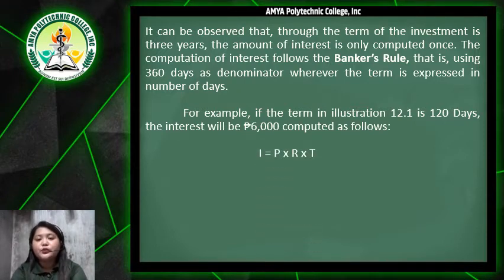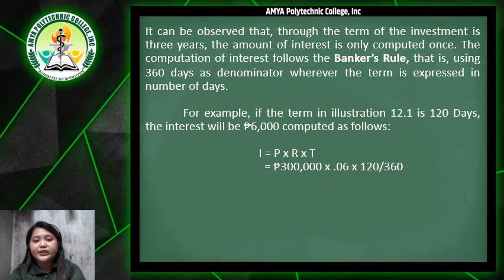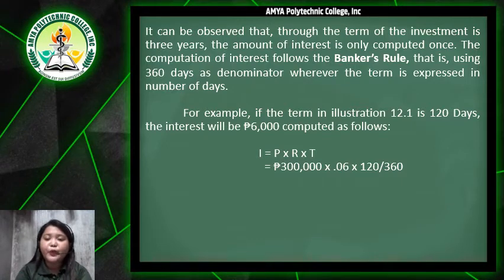So we have an example problem. We are going to use the simple interest formula, which is the interest is equal to the principal times rate times time. Our principal again is 300,000, based on the problem that we had a while ago. The rate is also the same, 6%, and the time is 120 days only. So we just change the time. On the first problem the time is 3 years, but now it is 120 days.